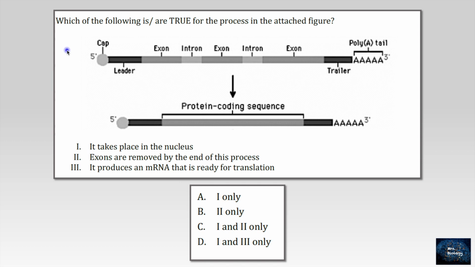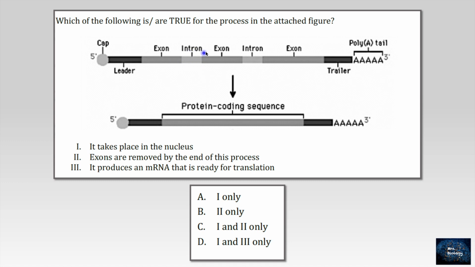Let's look at this question. Which of the following is or are true for the process in the attached figure? It's easy. If we learn very well the process of transcription, we'll understand this is the pre-messenger RNA. Why am I saying pre? Because we still have exons and introns all together. We know that we have parts of DNA non-coding. And this non-coding we should get rid of in order to have the right protein after translation.